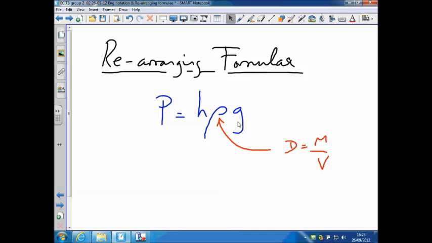So that's the sort of thing you need to do as an engineer. Note different symbols are used for different things, for different formulas. So D for density, rho for density. You will see that, so don't let it confuse you. Unfortunately, engineers are not consistent. Different people use different symbols.